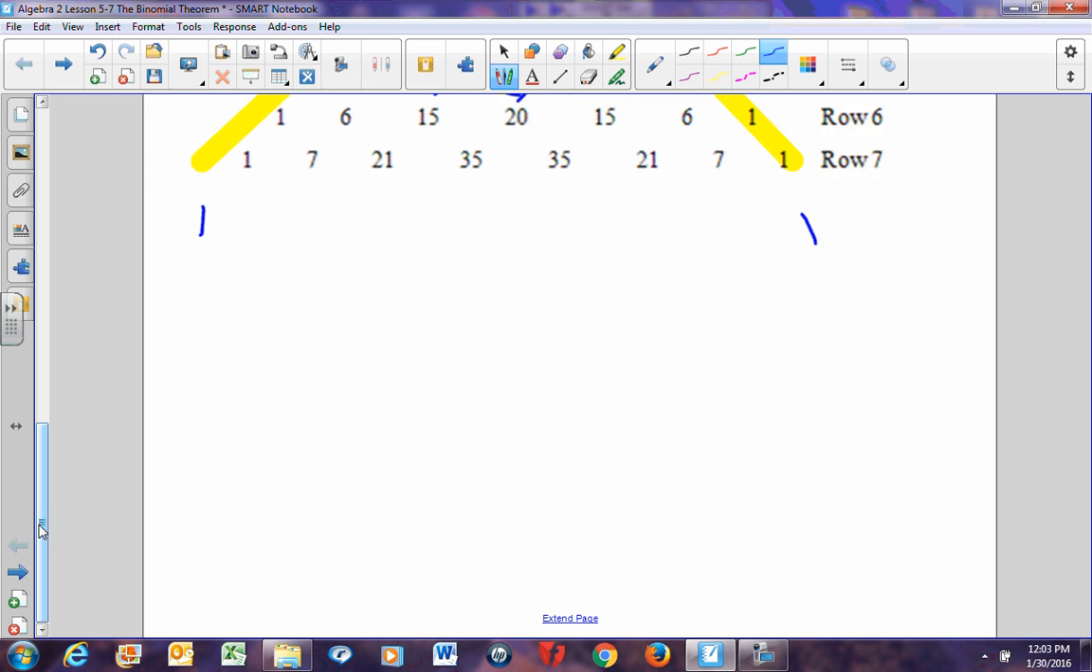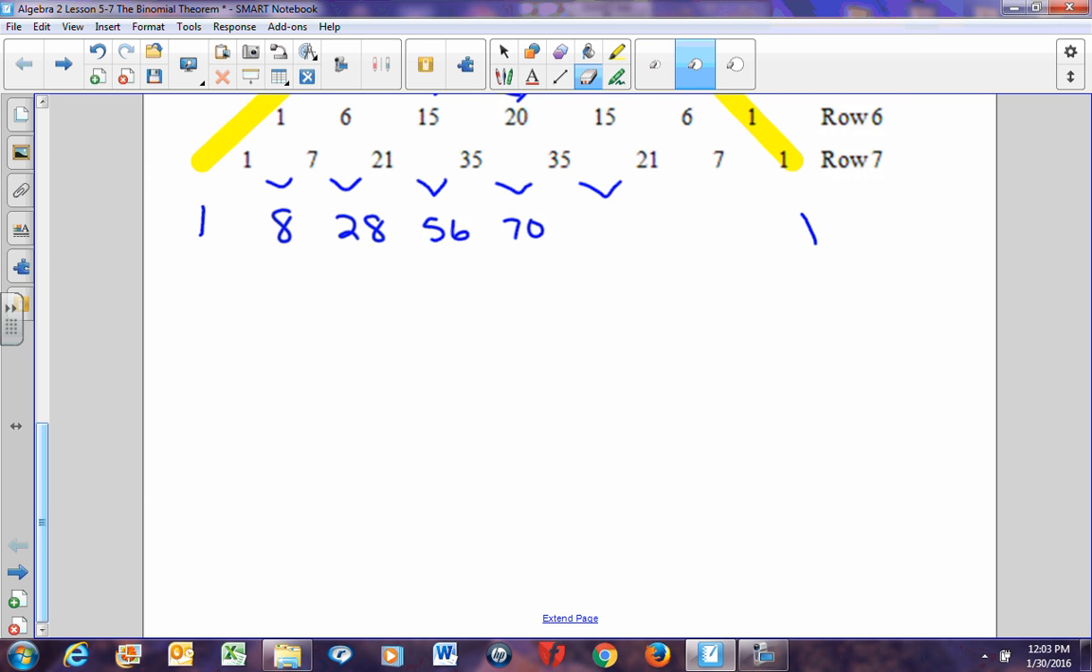So row 8: 1 plus 7 is going to be 8. 7 and 21 is going to be 28. 21 and 35 is going to be 56. 35 and 35 is 70. And then it goes back to 56, then 28, and then 8. So that's row 8.